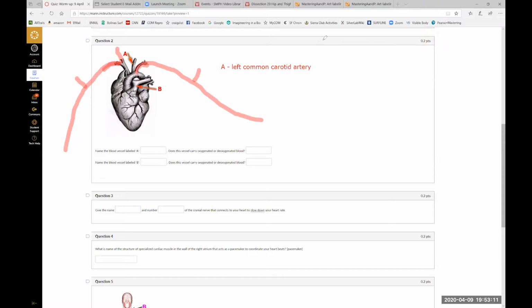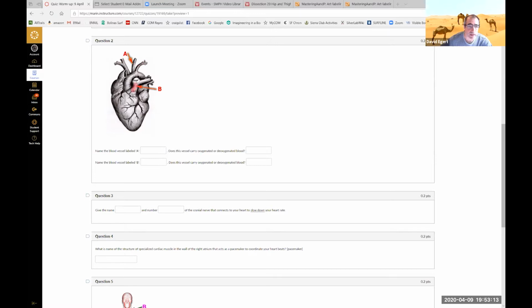And then B. What is B? Pulmonary artery. Yeah, so ultimately the pulmonary trunk is the main one coming up and branching into the pulmonary arteries. So I think I gave you credit for either one on that. Officially, B would probably be the pulmonary trunk because it's still one pipe coming up. So those are some of the vessels coming off of the heart. So that was question 2 of the warm-up. Then we can continue.